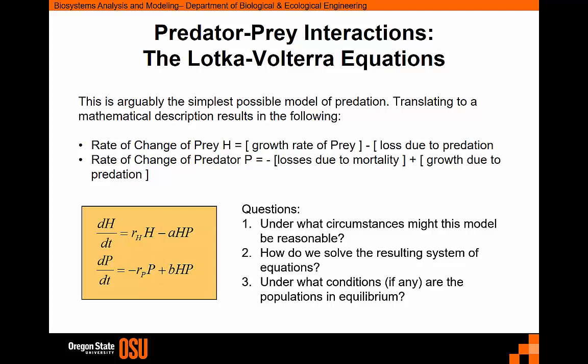Third, under what circumstances would the populations be in equilibrium? We can answer this by setting the differential equations to 0 and solving for H and P values. Try this on your own. For any given set of model parameters RH, RP, A, and B, you should find two equilibrium solutions. One of these is 0, 0 for H and P at the origin of the state diagram. The other is dependent on the model parameters.